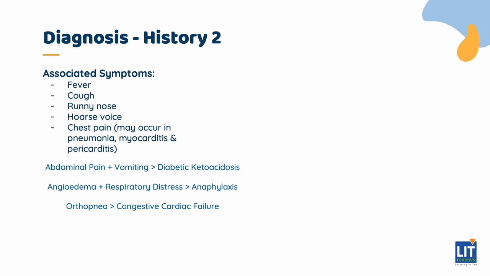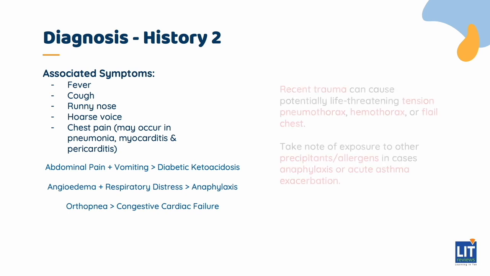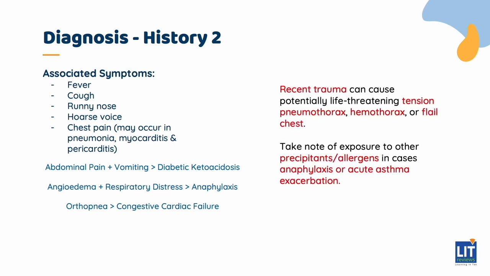Angioedema with respiratory distress suggests anaphylaxis, while orthopnea can indicate congestive cardiac failure. It is also important to elicit a history of events prior to the onset of breathlessness. Recent trauma can cause potentially life-threatening tension pneumothorax, hemothorax, or flail chest.